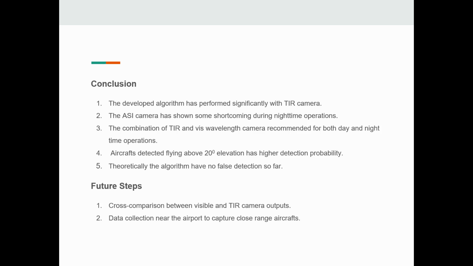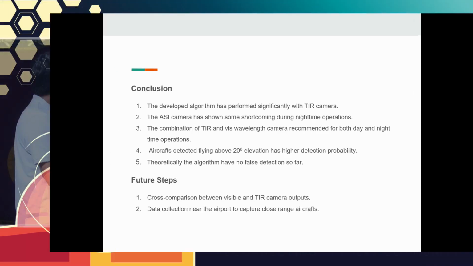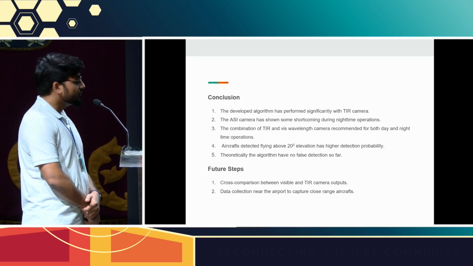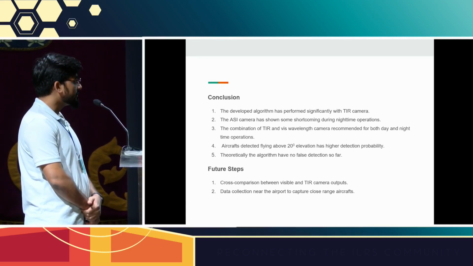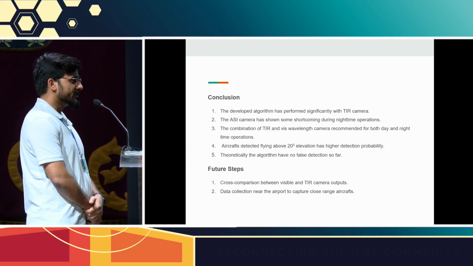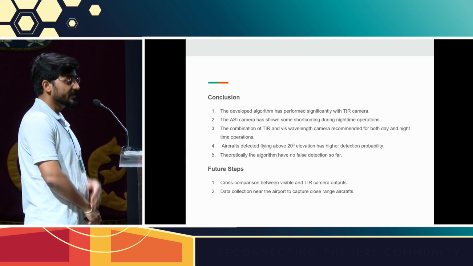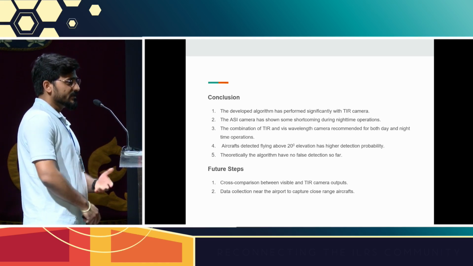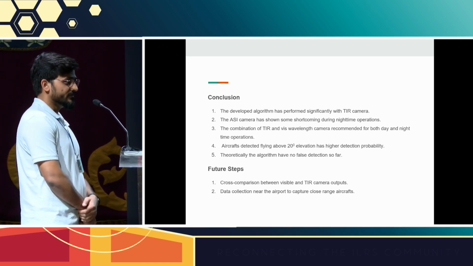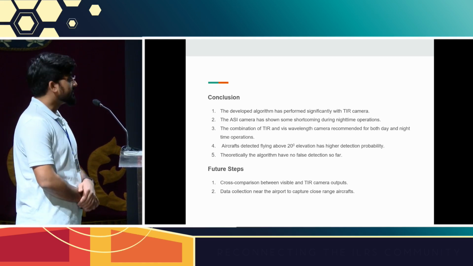And if an aircraft is flying above 20-degree elevation, it has a very high chance of getting detected. Yep, and maybe we are planning to do a cross comparison between the cameras, visible and thermal infrared, in the future, and have some more data collection near airports, to have low flying, fast moving aircraft and push the boundaries of the algorithm to see how quick it is. That's it. Thank you.